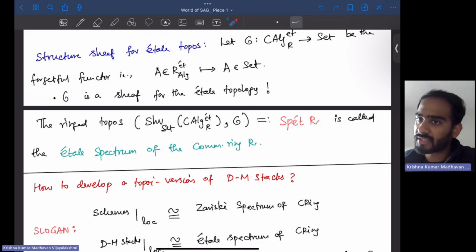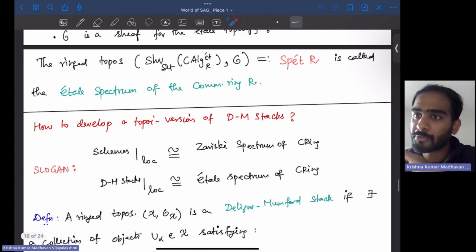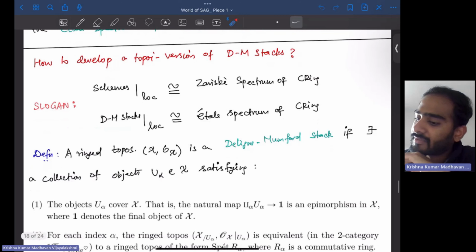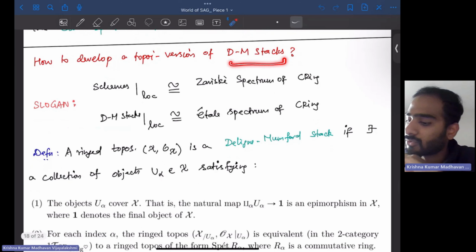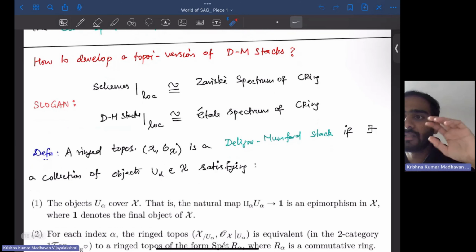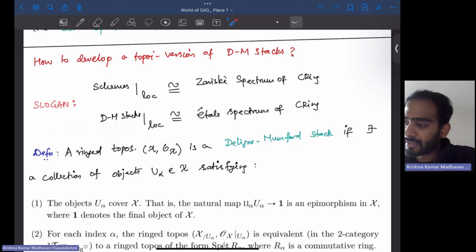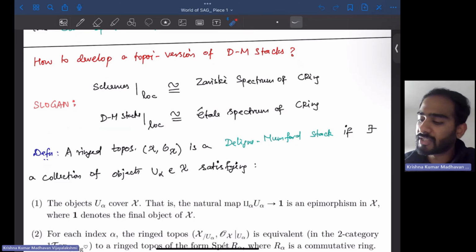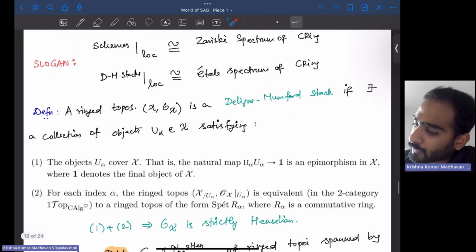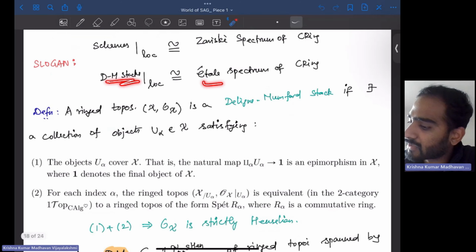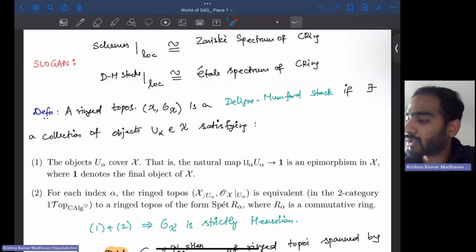is the basic object of study in topos theory. So it's the étale spectrum of a given commutative ring. So now we have this, how to develop a topoi version of DM stack. In the beginning, we have seen a definition of DM stack using the description from the moduli theory world. But in this setting, Lurie gives a definition of DM stack using the infinity topoi version, right? So we're going to model this DM stack using this locality property that it has to locally look like it has the spectrum of some commutative ring.